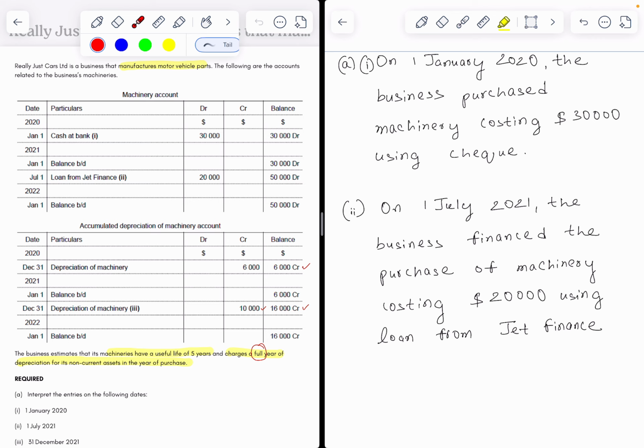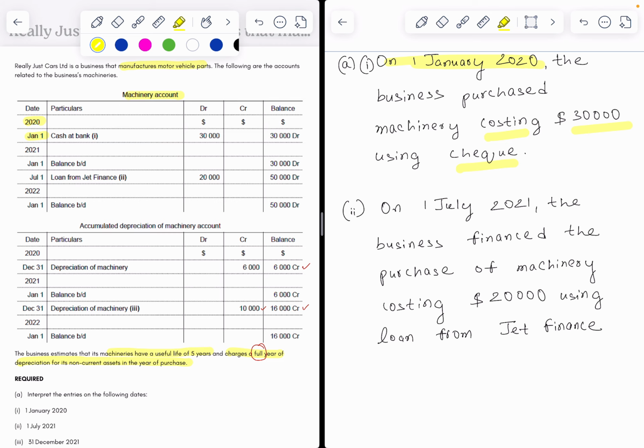So on the 1st of Jan 2020, which is in the asset at cost account, as you can see I'm highlighting here in the machinery account, what does this entry tell us? On the 1st of Jan 2020, the business purchased a machinery which costed the business $30,000, and the business purchased it using cheque or funds available in the cash at bank account. So you could simply write: on the 1st of Jan 2020, Really Just Cars Limited bought a new machinery that costed $30,000, and this machinery was paid for using funds available in the cash at bank account.